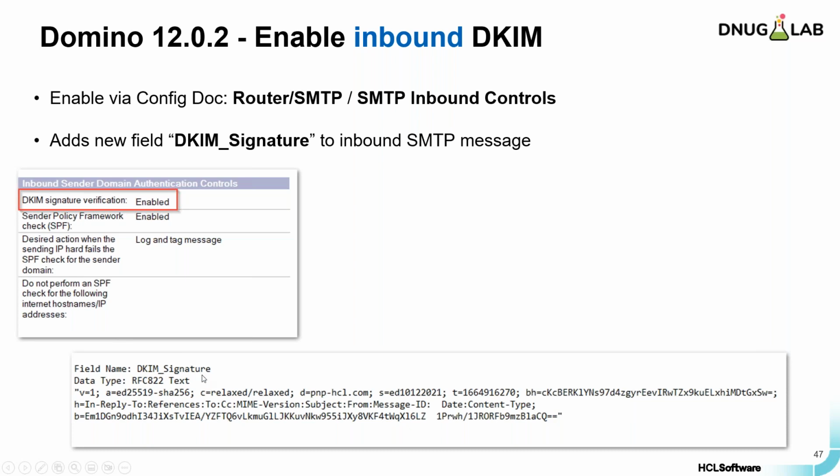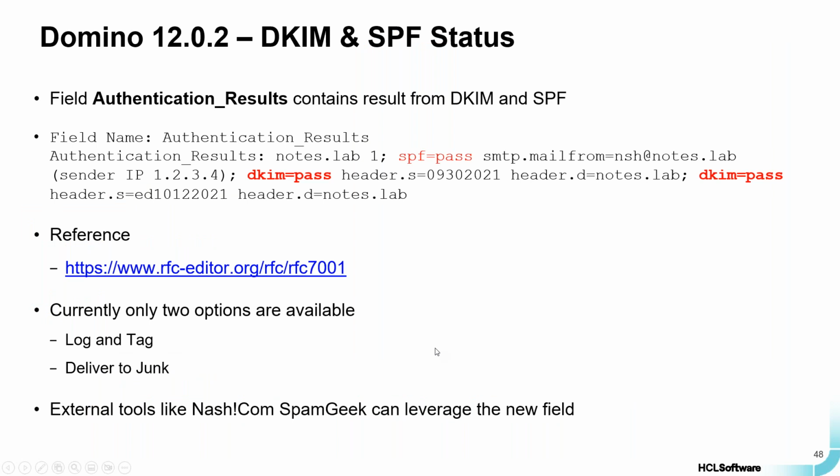getting a DKIM signature field in inbound messages, and then you get a combined status. It's the authentication result status. It has been added after the last code drop, so even if you looked into the beta program, you wouldn't have seen that. So it gives you details about SPF and DKIM, and it's an RFC standard, and you can use that to query information.